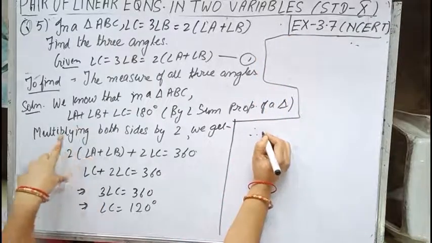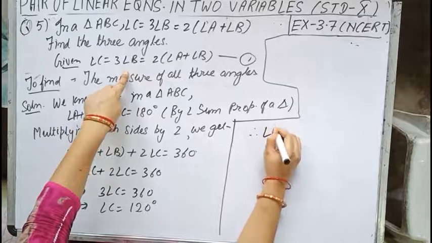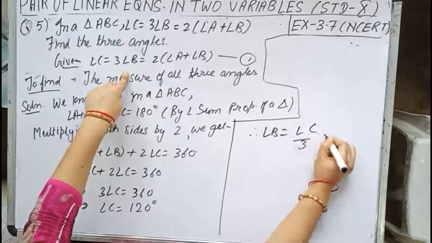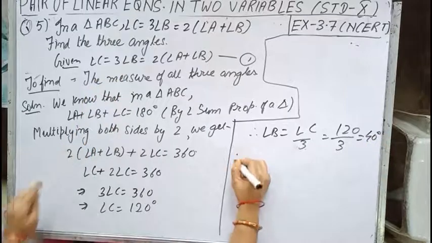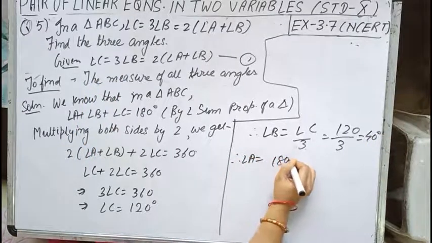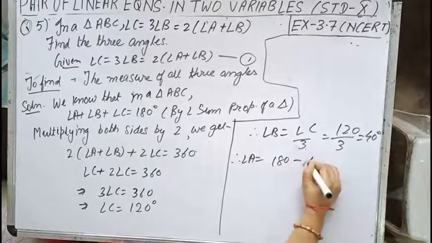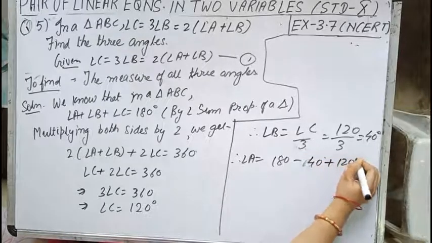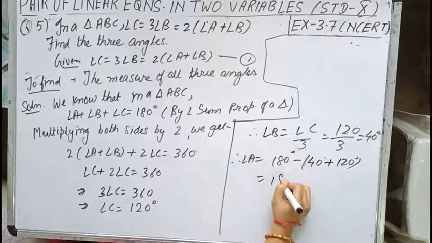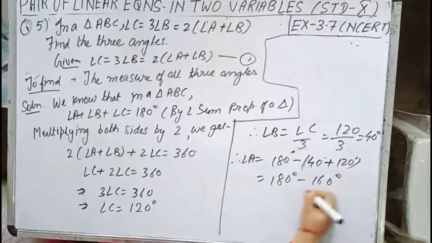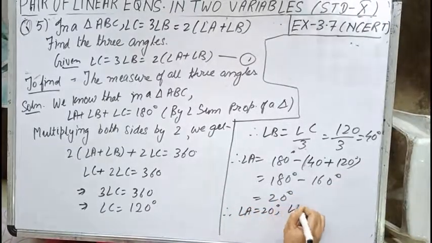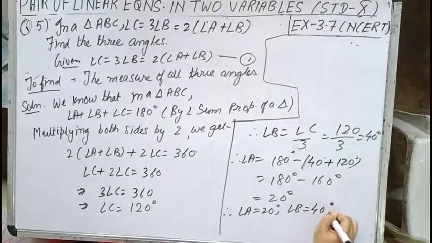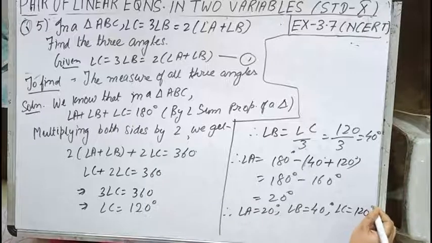Over here angle B equals angle C by 3 equals 120 by 3 equals 40 degrees, and therefore angle A equals 180 minus 40 degrees plus 120 degrees. So this will be equal to 180 degrees minus 160 degrees equals 20 degrees. Therefore angle A equals 20 degrees, angle B equals 40 degrees, and angle C equals 120 degrees, and this is the answer.